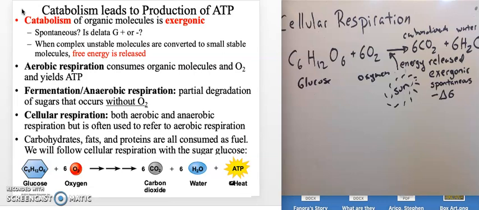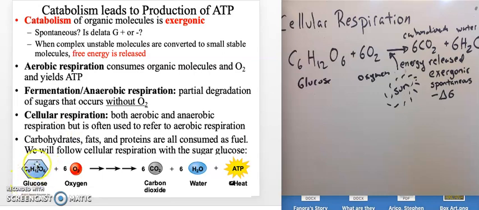Usually when we're talking about cellular respiration, we're talking about aerobic cellular respiration in the presence of oxygen. However, there are steps of cellular respiration that happen without oxygen. So we'll also talk about fermentation and anaerobic respiration. So there are parts of this overall process that don't directly need oxygen or do directly need oxygen. But usually when we say cellular respiration, we're talking about aerobic cellular respiration.